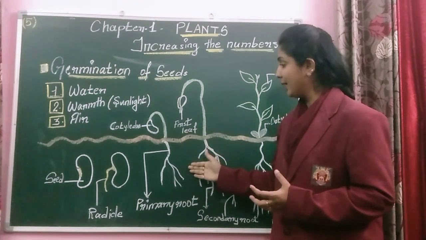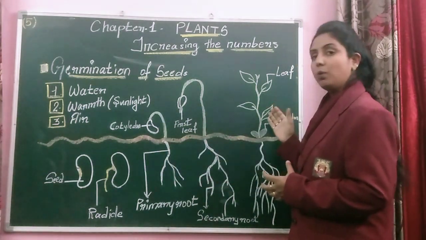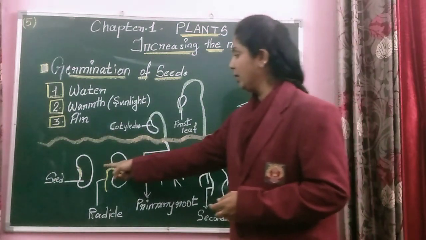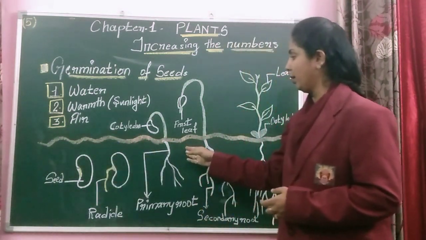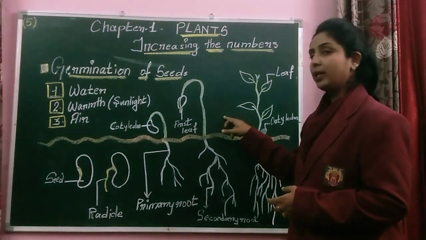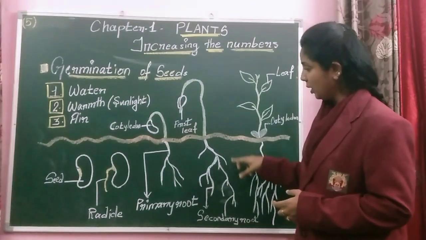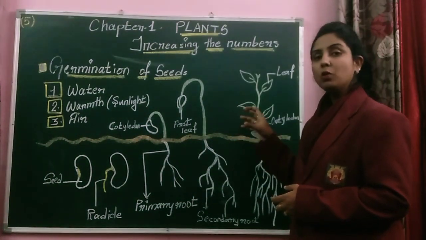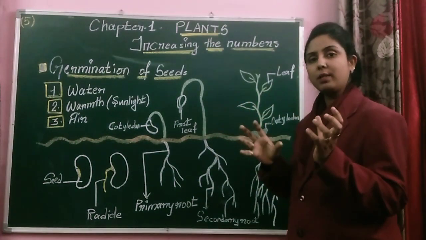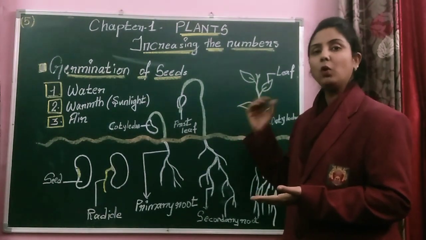So through the diagram, we'll see how a seed journeys into a whole plant. See here, you can say this is inside the soil. Above the orange line it is above the soil, and this is below the soil. This color combination I have made so that it is easy for you to understand which part is above the soil and which part is below the soil.